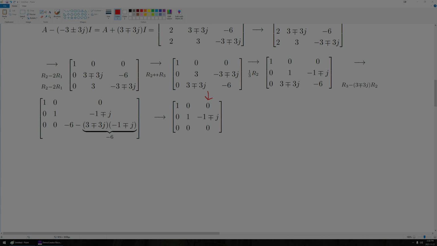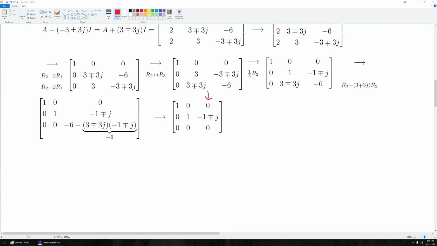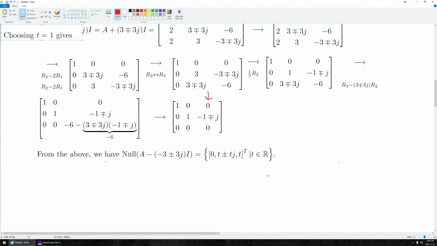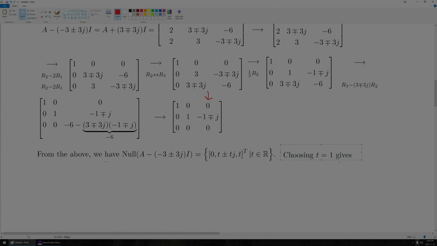So if I put all of that together, my null space will simply be the collection of all vectors of this form here. Okay, these guys here, 0, negative this thing times t, and just t. Now I want to pick a value for t. Again, it doesn't matter what I pick as long as it's not 0. Let's just pick t equal to 1. Why 1? Well, here I just get nice 1s everywhere, and that's kind of convenient.